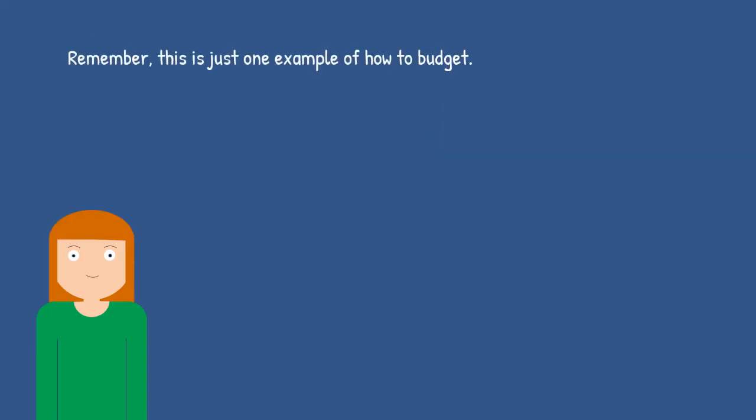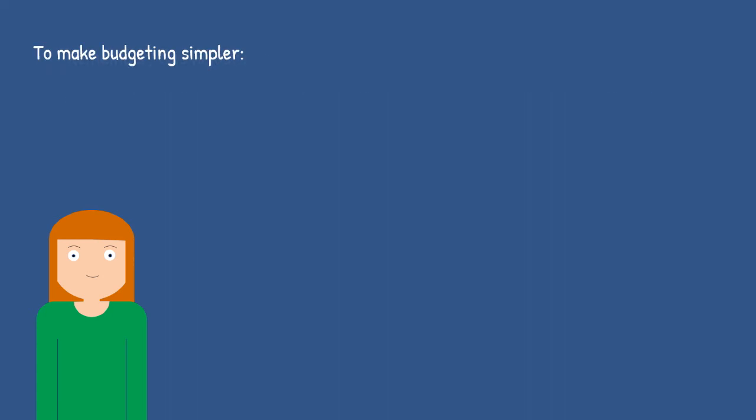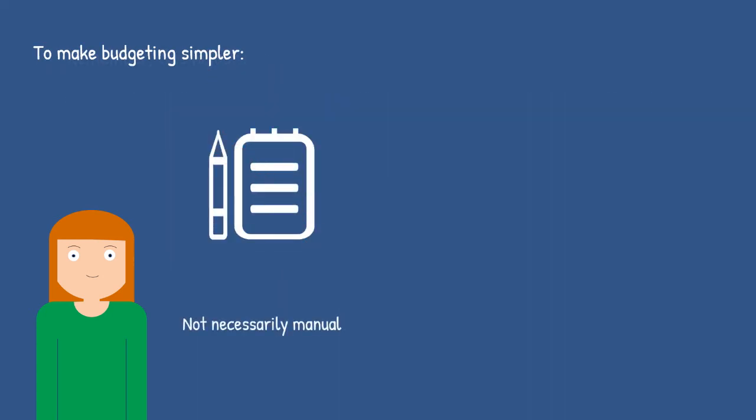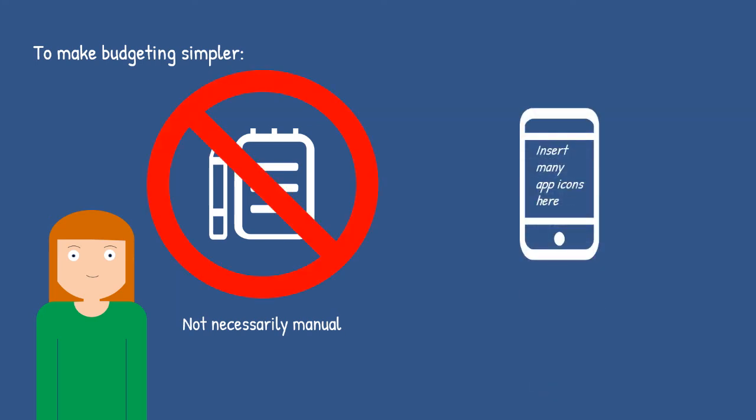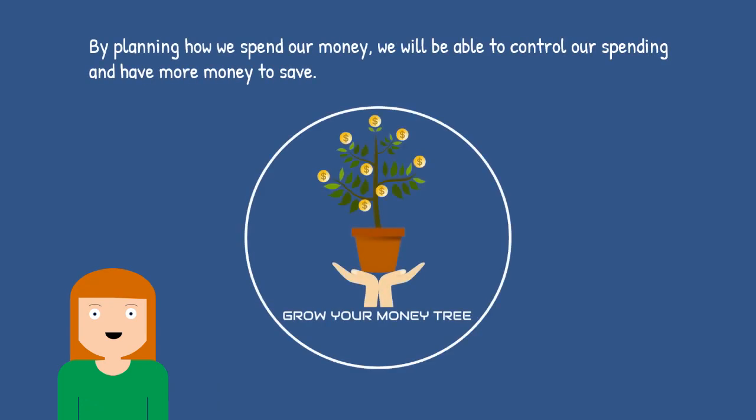Remember, this is just one example of how to budget. You can tweak this approach into a method that you are comfortable with and is easy for you to follow. You can simplify it or add more features to it. To make budgeting simpler, you don't have to do it manually. There are apps available, some for free, that you can download and use. By planning how we spend our money, we will be able to control our spending and have more money to save.